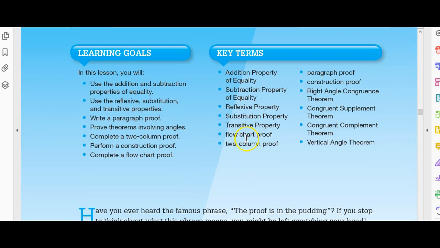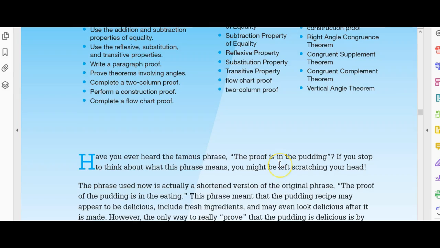Now, we've got some properties here: reflexive, substitution, the transitive. We also have the subtraction property of equality and the addition property of equality. And now we're going to do flowchart proof, two-column proof, and paragraph proof, and we're not going to do a construction proof right now. We're going to skip over that. And then we're going to take a look at some theorems that you're going to practice with, and we're going to try to get through all of that right now.